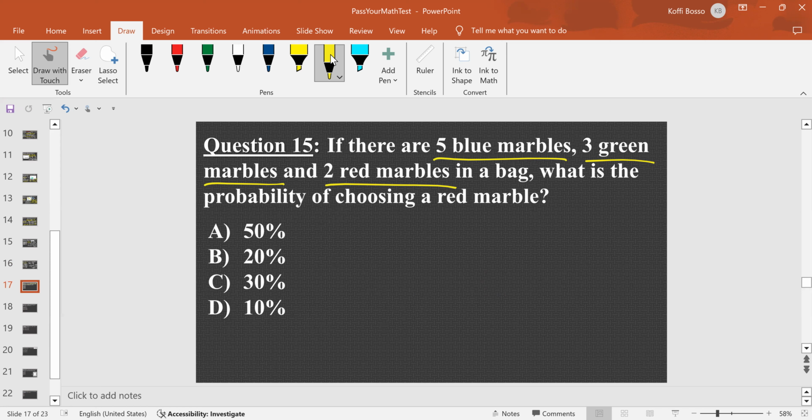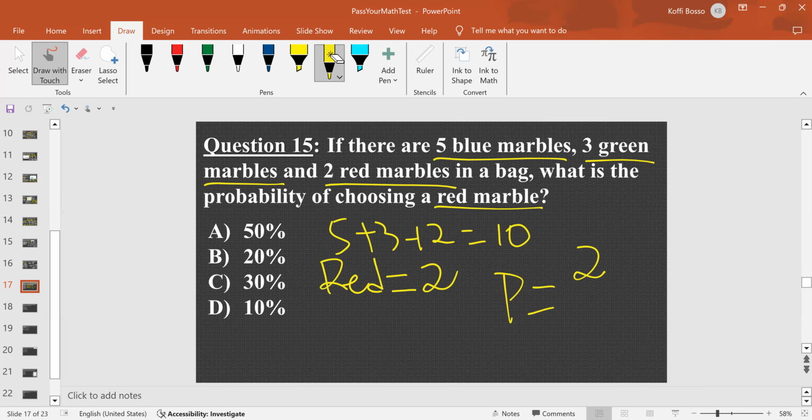Okay. Now, they want to choose a red marble. Well, how many red marbles do we have here? We have 2 of them. So the probability to choose a red marble here, if you call it P, it will be 2, which is how many marbles are red, divided by 10. That means the total marbles. So you have 2 over 10.